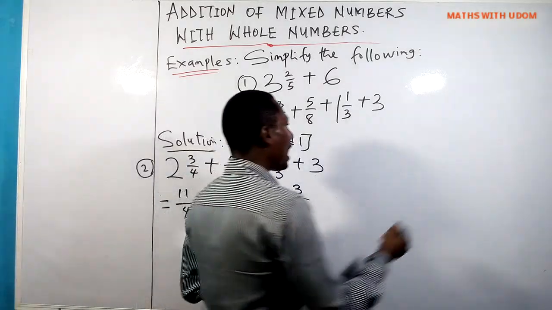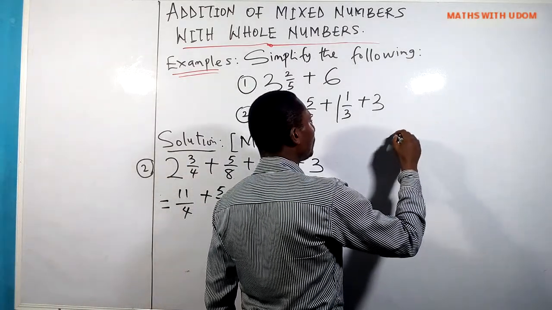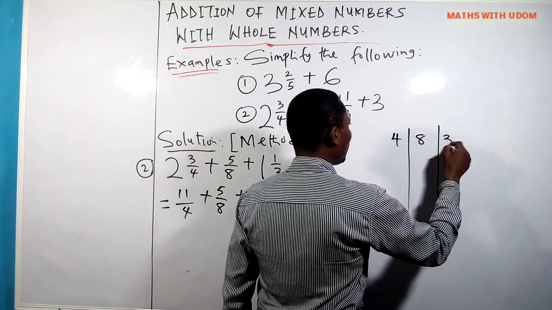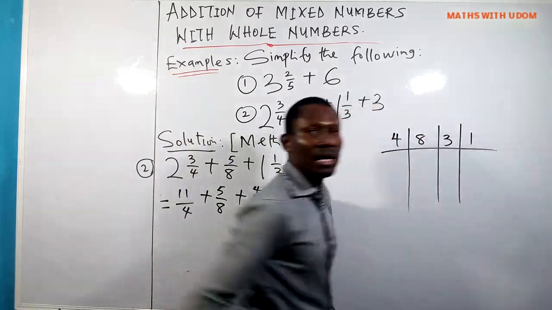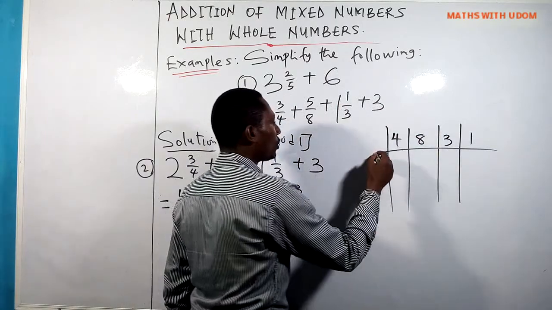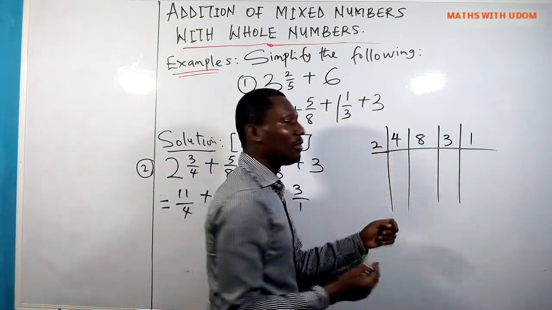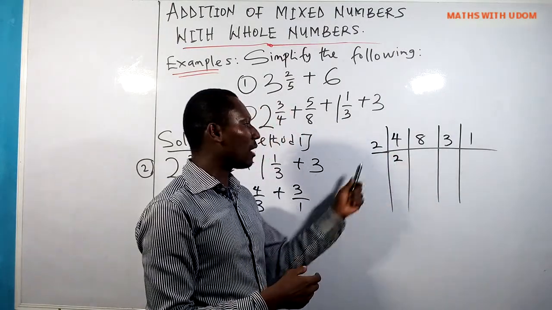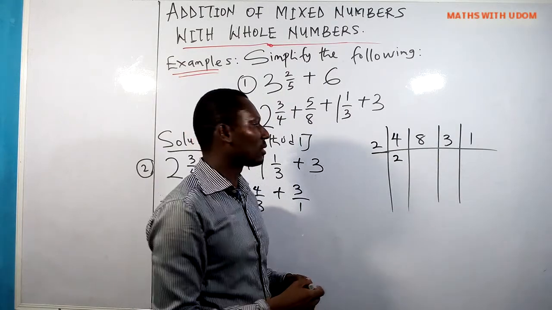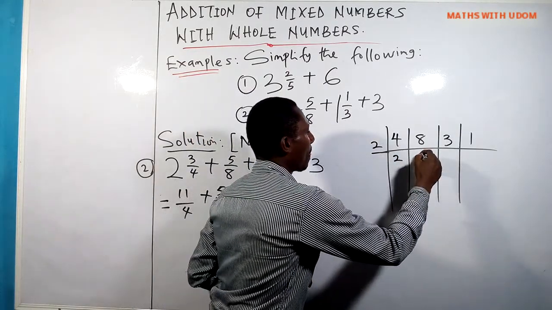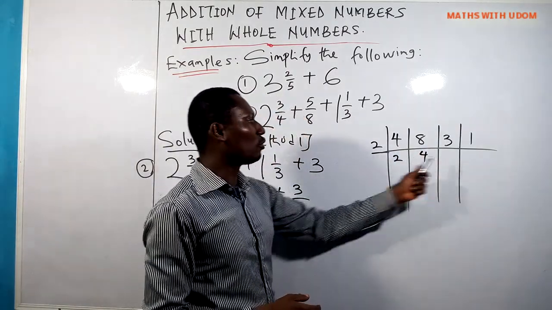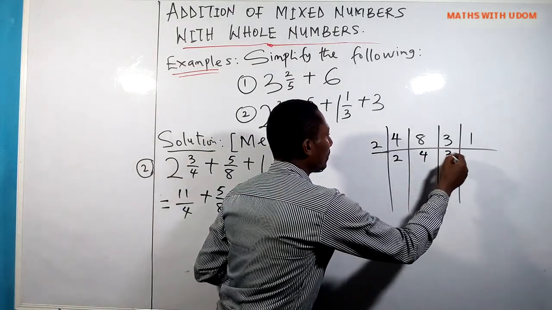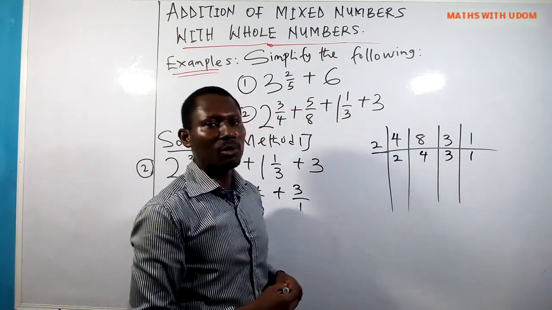So we come here and find the LCM of 4, 8, 3, and 1. What can go through? 2 can go. 2 in 4 is 2, we write 2. How many 2 can go in 8? 2 in 8 is 4. Then can 2 go in 3? No, impossible. We repeat 3. And then 2 in 1 is 1. What can go again? 2.